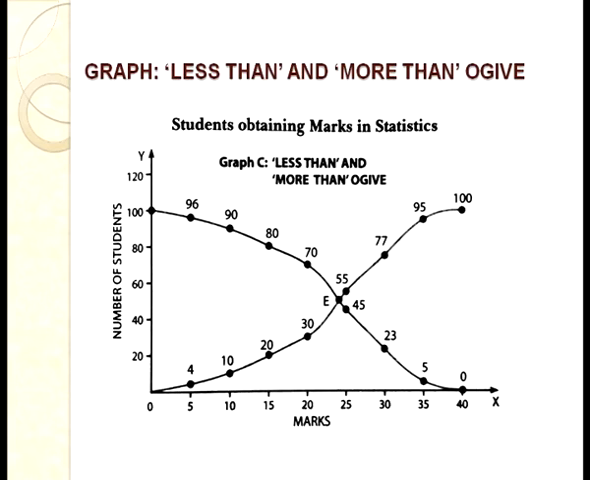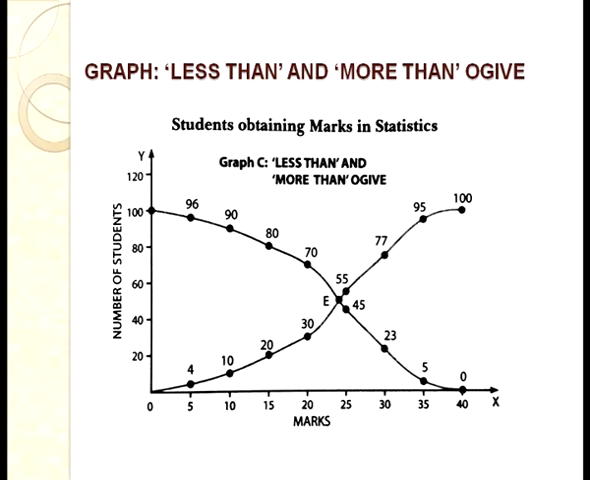Let us see how we have drawn it. In this particular graph, you can see that we have written marks on the x-axis. On the y-axis, we have written the number of students. Mind it, here the number of students is cumulative. In the same diagram, we have drawn the less than cumulative curve and the more than cumulative curve.